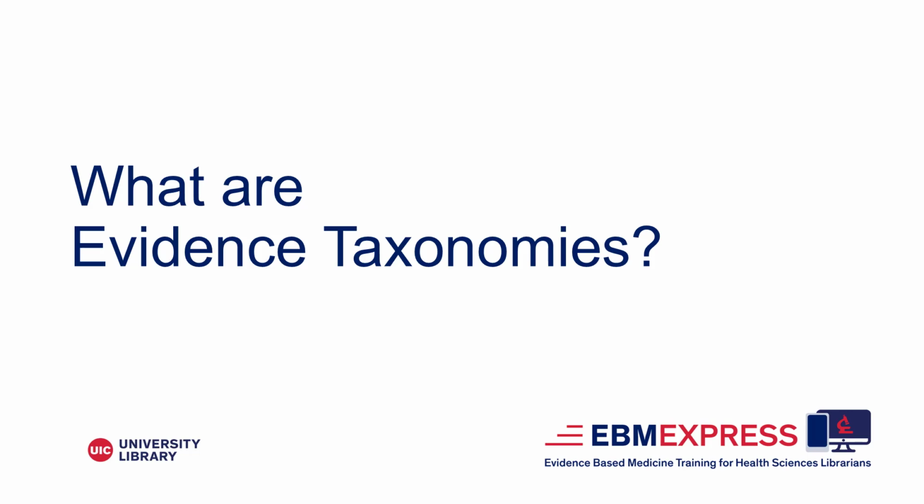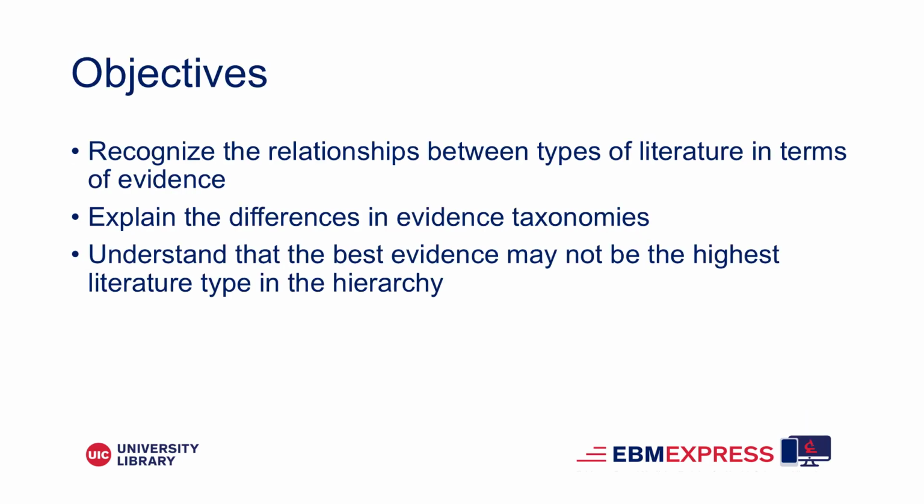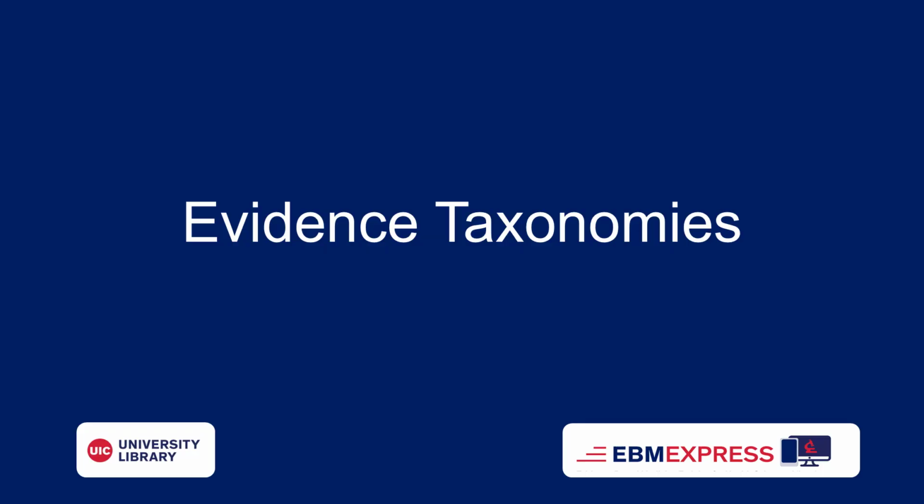This section is on exploring the concept of levels of evidence or evidence taxonomies in describing types of literature and understanding why levels or hierarchies of evidence are important within evidence-based medicine. The learning objectives are to recognize the relationship between types of literature in terms of evidence, explain the differences in evidence taxonomies, and understand that the best evidence may not be at the highest literature type in the hierarchy.